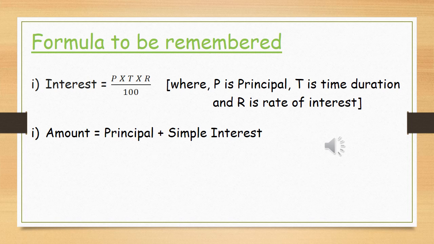Formula to be remembered in this chapter: interest is calculated by the formula P into T into R by 100, where P is the principal, T is the time duration, and R is the rate percent per annum. And amount is calculated by the formula principal plus simple interest.